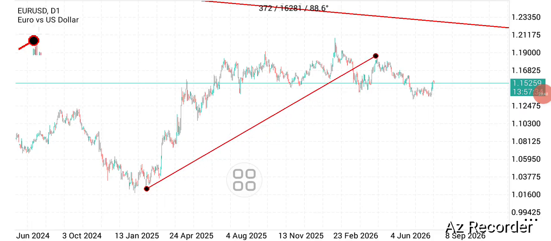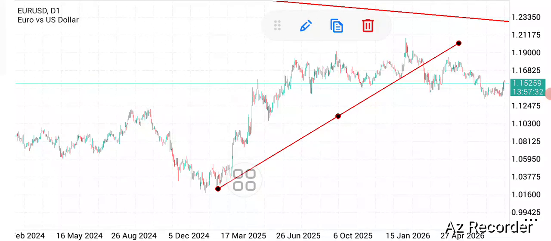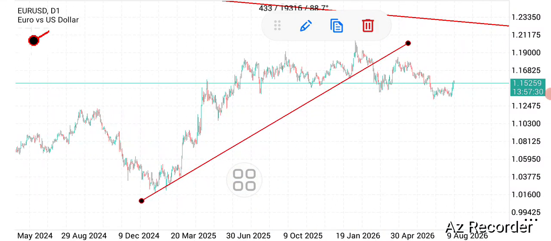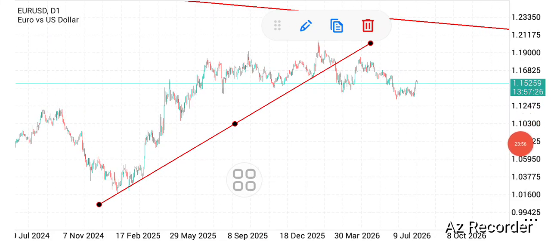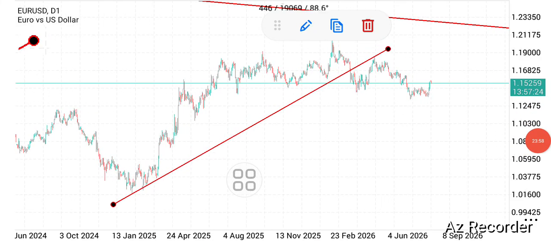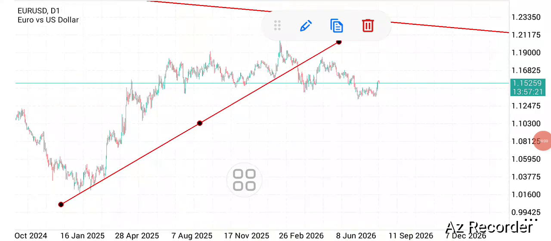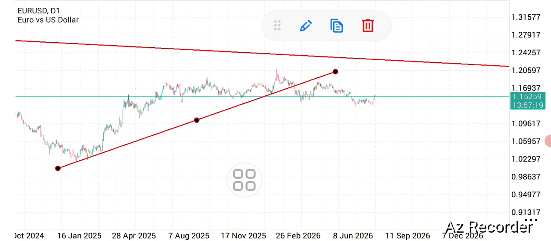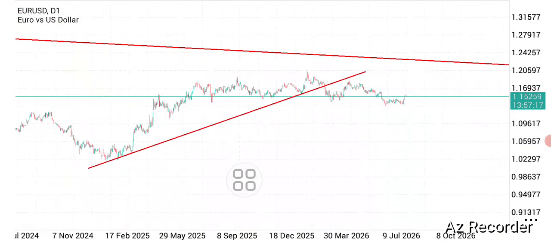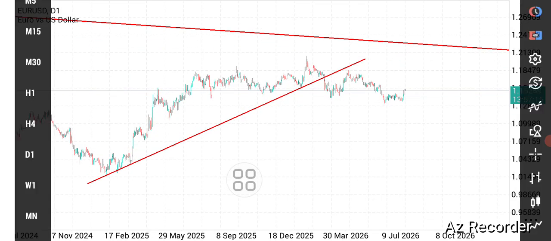We can touch the supports and the resistances. That's how we will draw it. So we can see it moving on well. Let's compress it a bit. So that's our analysis, the daily analysis.